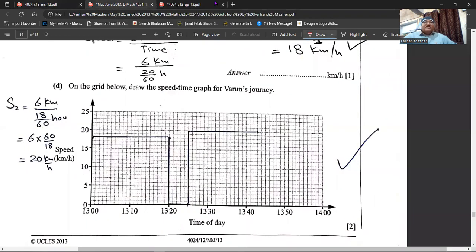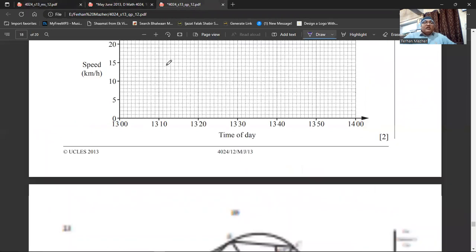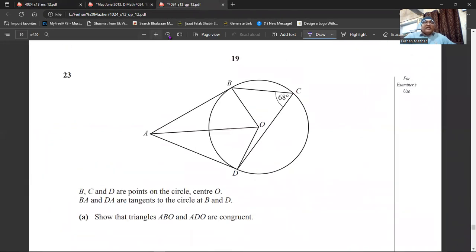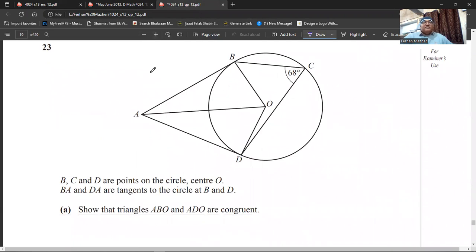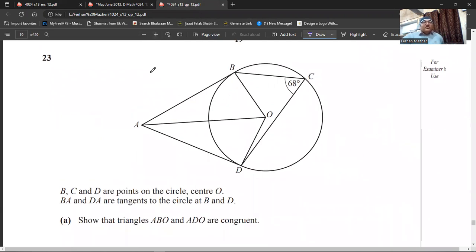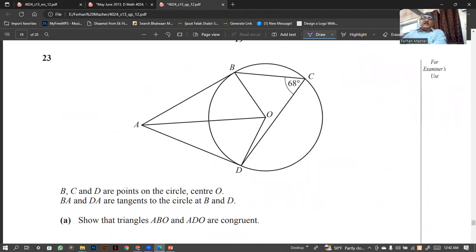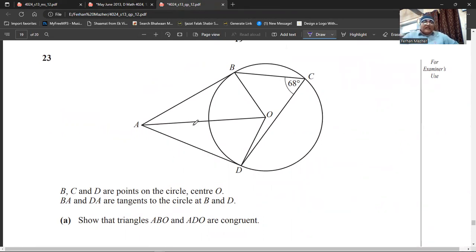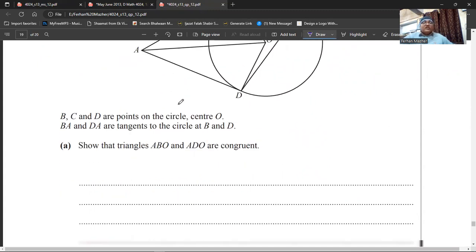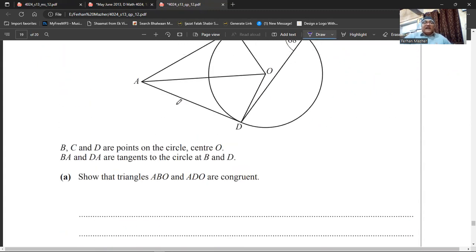Okay, so the next question we are going for is question number 23, and it says B, C, and D are points on the circle with center O. BA and DA are the tangents to the circle at B and D. Show that the triangle ABO and the triangle ADO are congruent triangles. It's a 3 marks question. We have to prove them.